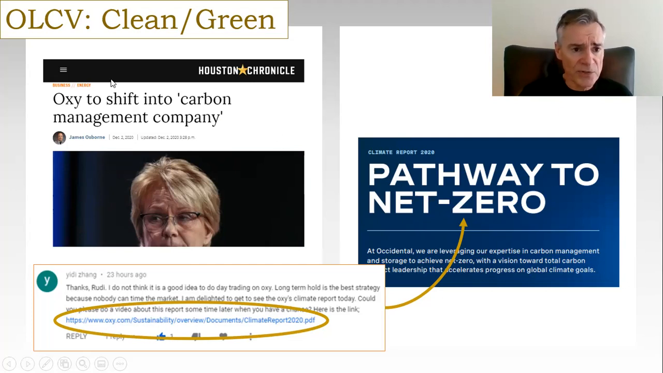I also saw this today from the Houston Chronicle, Occidental to shift into carbon management company. So this is December 2nd, 2020. So it's brand new, hot off the press, Occidental kind of repositioning themselves as a carbon management company as opposed to a traditional oil and gas company in the true sense as it was for the past 100 years.